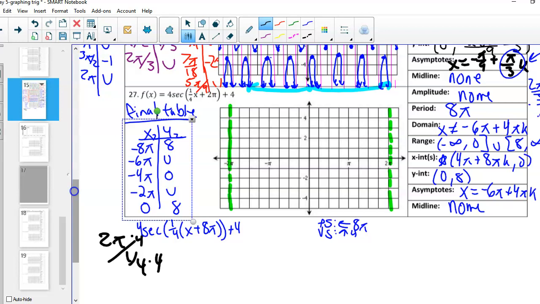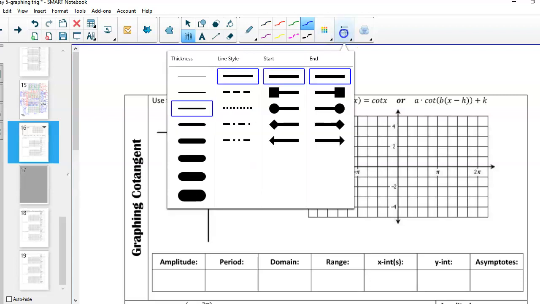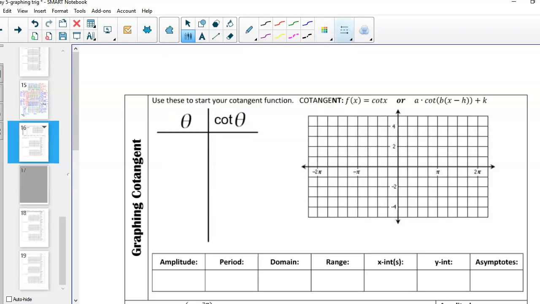The last graph we have to talk about is cotangent. Cotangent's characteristics are very much similar to tangent, except a little different. Remember that cotangent is the reciprocal, so we have to remember what that means. Wherever tangent had asymptotes, cotangent will not have asymptotes. Wherever tangent was 0, cotangent will now have asymptotes. So this table is going to be a little different.